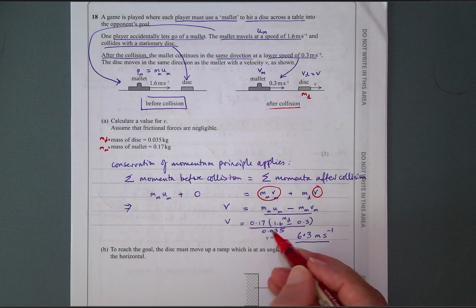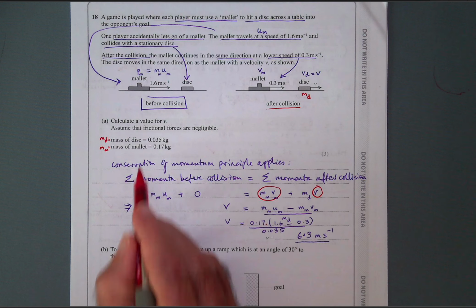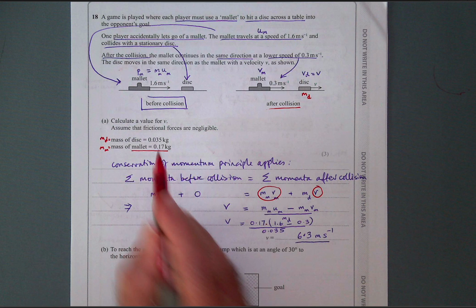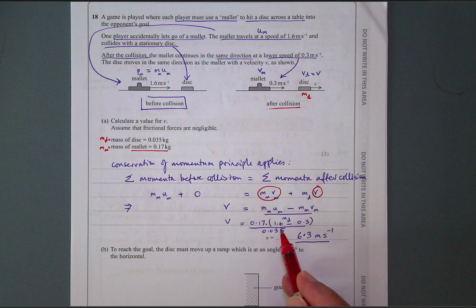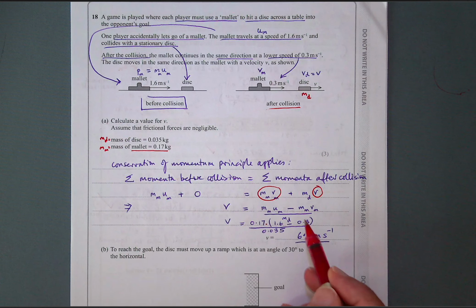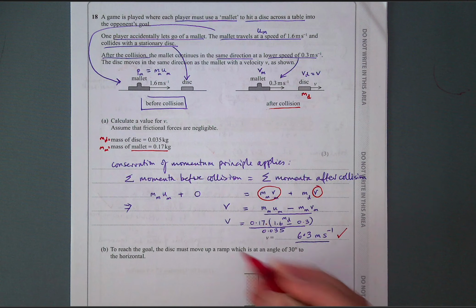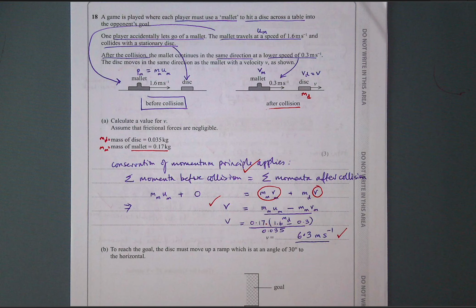You should be able to stop the video and work out where the numbers came from. 0.17 was the mass of the mallet. 0.16 was the initial velocity of the mallet here, minus the final velocity of the mallet. That's the momentum lost by the mallet divided by the mass of the disk, and you'll get 6.3 meters per second. Again, understanding that you have to use the principle of momentum, and working out the algebra correctly will get you the marks, 3 marks.